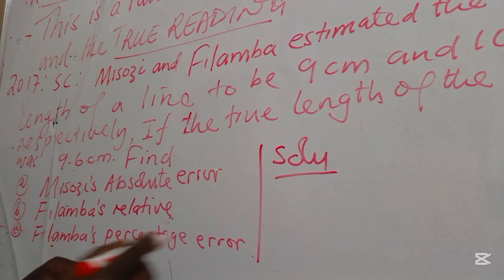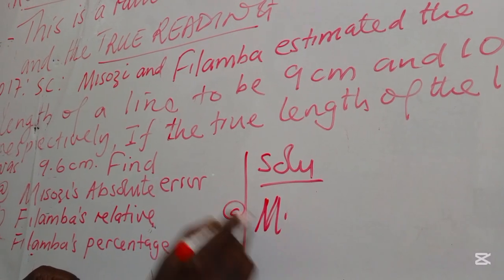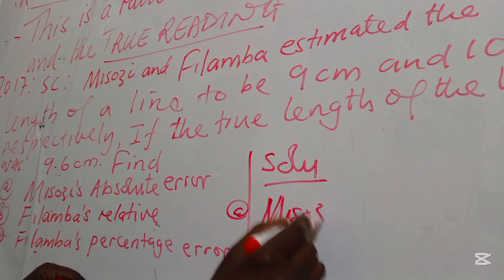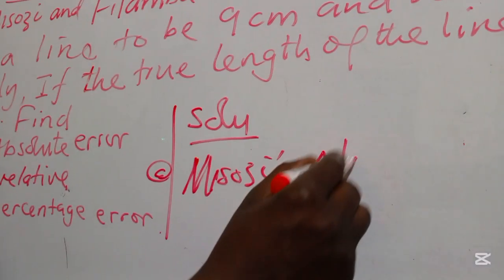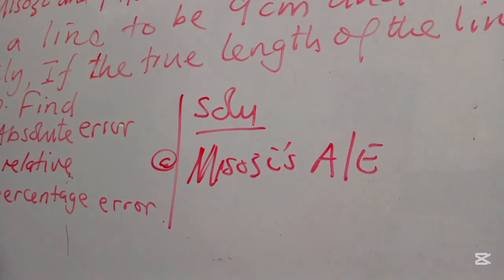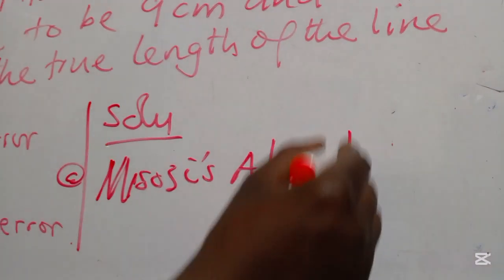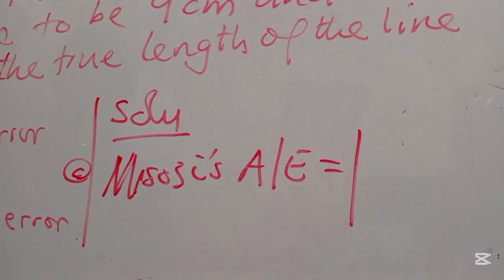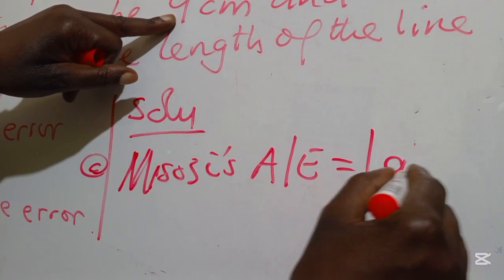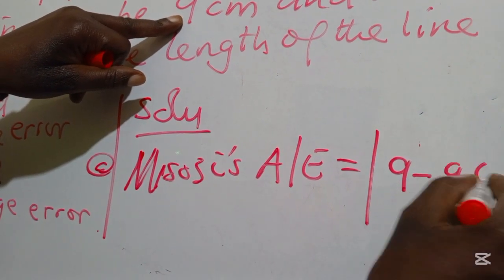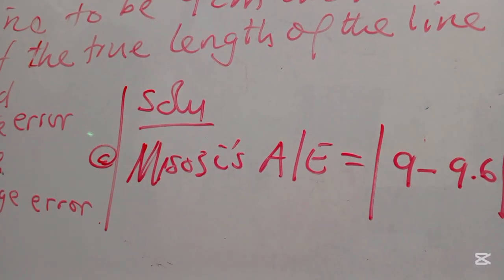Remember, Misozi, now I'm answering A, Misozi's absolute error. Remember what I said about absolute error: it is just the difference. I don't care whether I start with Misozi. What was Misozi's guess? It was 9. I can start with 9 minus 9.6.